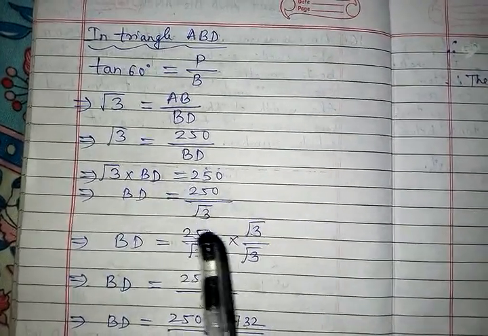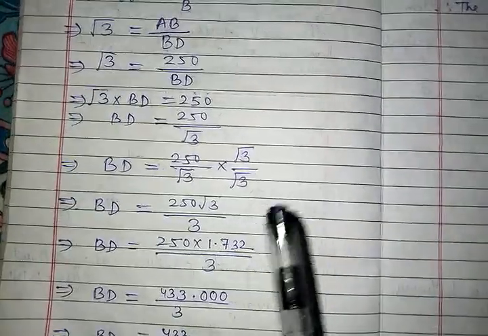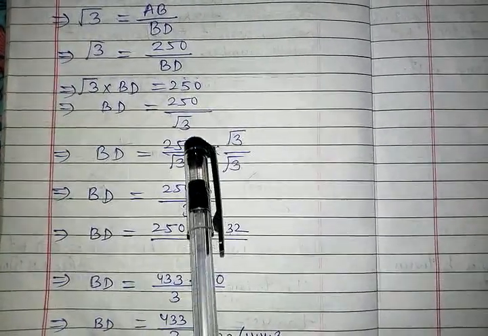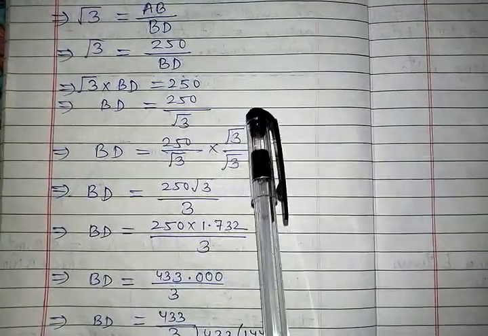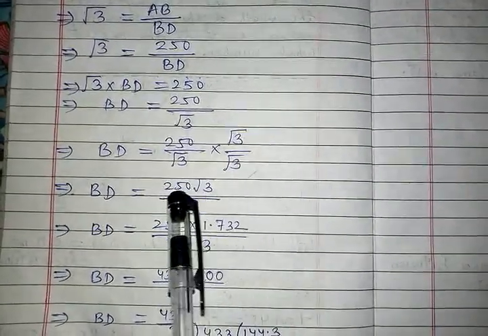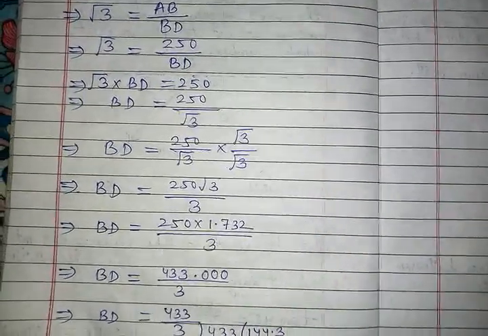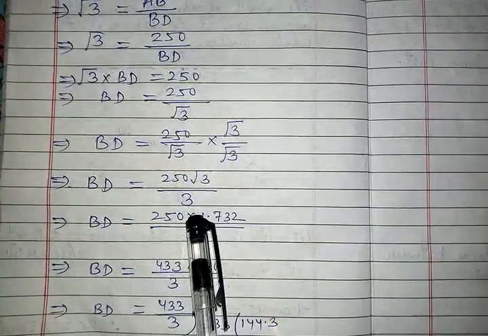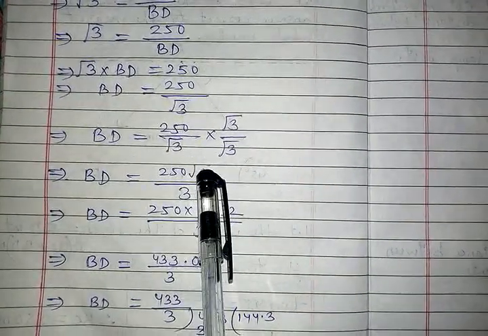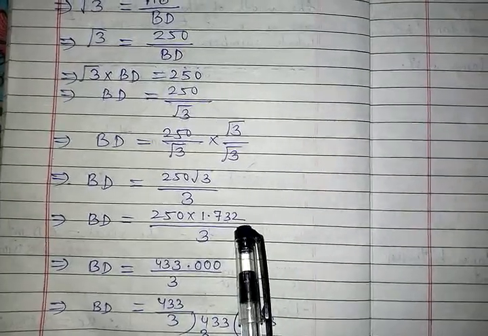As we all know, when we have a root number in the denominator we rationalize it. So BD equals 250 by root 3 into root 3 by root 3. This is to rationalize. Now 250 into root 3, 250 root 3. Root 3 into root 3, 3. Now as 3 and 250 cannot be cancelled, what we do is we put the value of root 3. Root 3's value is 1.732.